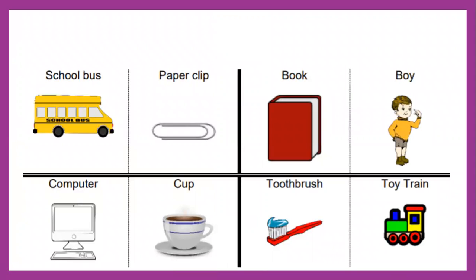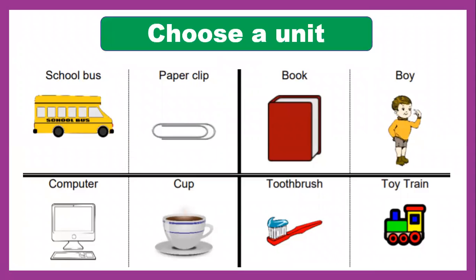Okay, after we discussed heavy and light objects, we have school bus, paper clip, book, boy, computer, cup, toothbrush, and toy train. So you have to choose a unit. Do you choose gram or kilogram? First we have the school bus. You know the school bus is a heavy item, so you're going to use kilogram.